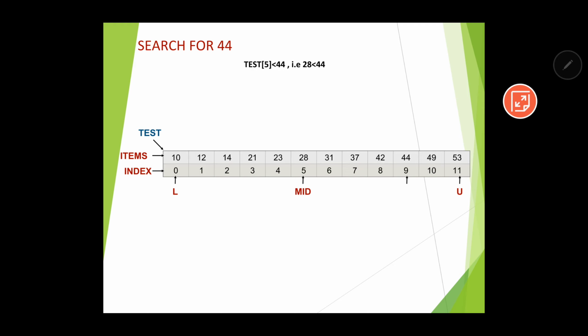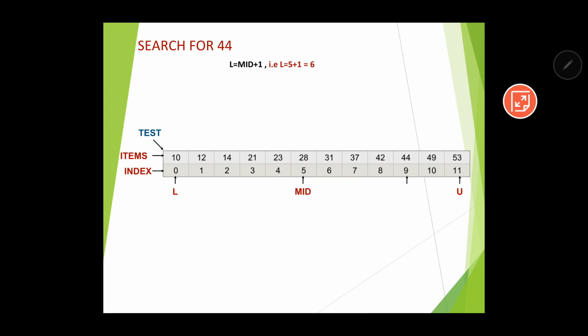After that we will compare that value with the item to be searched. What is the item to be searched? The item to be searched is 44. So see, we find that 28 is less than 44. As 28 is less than 44, that means we need to exclude all the elements which are to the left of mid, including mid. Understood? That means our element will be towards the right hand side.